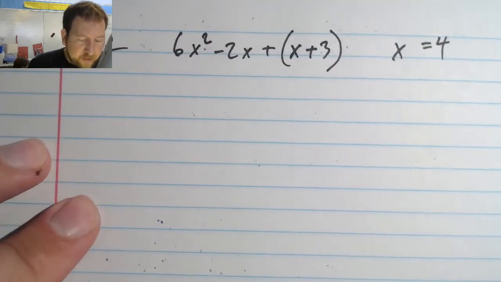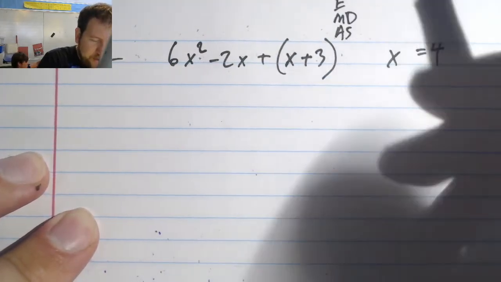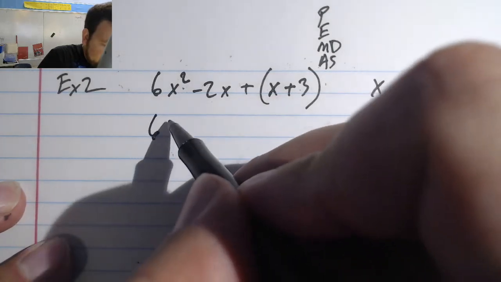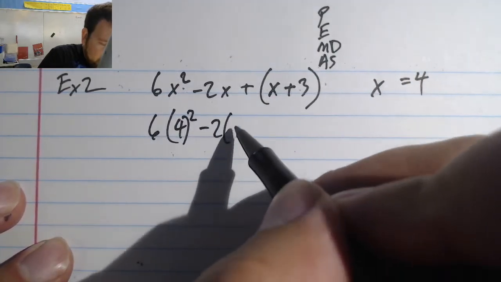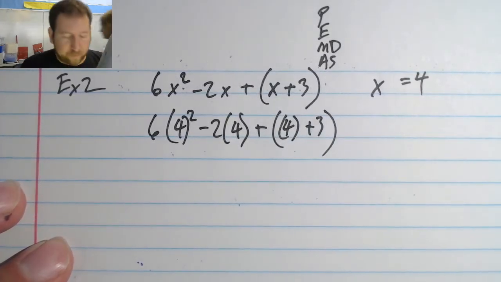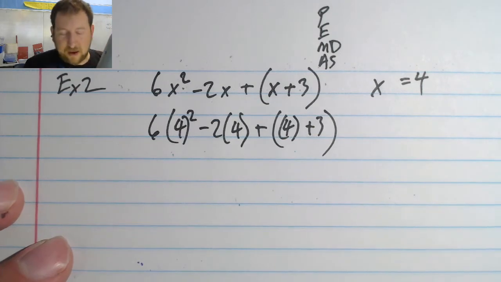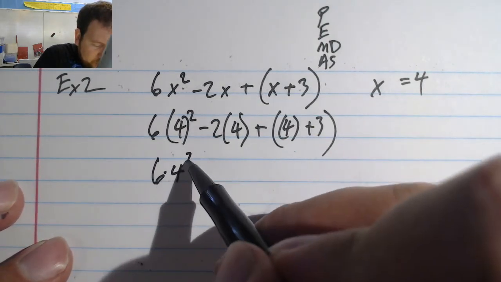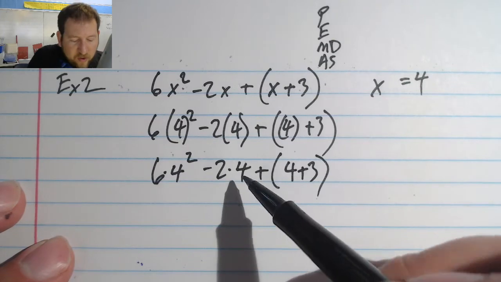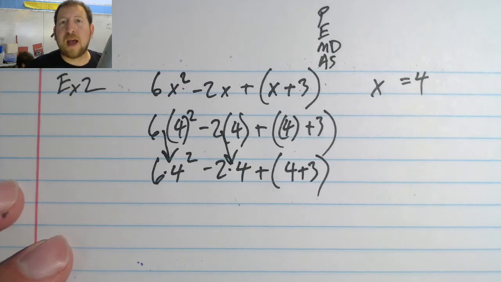All right. I'm going to go through, and I should know my order by now, but I will write it up here just in case. P-E-M-D-A-S. Okay. First, I'm going to substitute in before I do anything. Let's rewrite with the substitution. Okay. Now, I'm going to get rid of all my inner parentheses because I know that I'm not going to do any operations there, but I do like to see that I substituted in. 6 times 4 squared minus 2 times 4 plus, parentheses, 4 plus 3. And I notice how I've added in those operations that I know that I'm going to need to do, but I haven't done them yet, so I can do them at the right time.